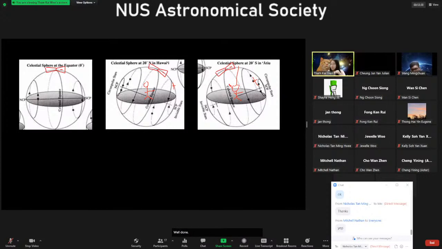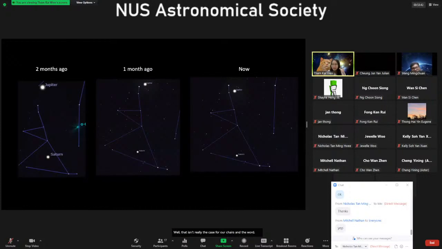Well, that isn't really the case for our planets and the moon. So the planets actually move a noticeable amount through the sky if you compare between months. Like you see over here, now Jupiter is somewhere near this Capricorn, near these two stars. And 1 month ago, it was above the two stars, and 2 months ago, it was barely even in Capricorn. So in fact, this is where the word planets come from. It actually comes from the Greek word planetos, which means wandering star.